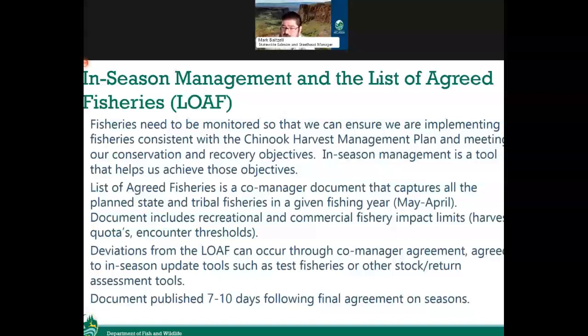There are occasions where there are deviations from the fisheries planned in the LOAF. Often that comes with preseason or in-season agreements based on in-season update tools. And for folks' awareness, we communicate throughout the fishing year and the non-fishing parts of the year with our co-managers, collaborating on all aspects of these fishery management plans and the evaluation of these fisheries. Next slide, please.